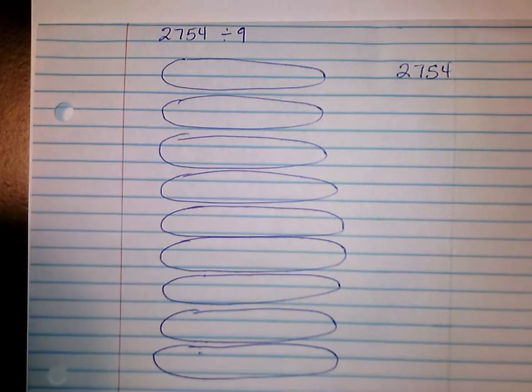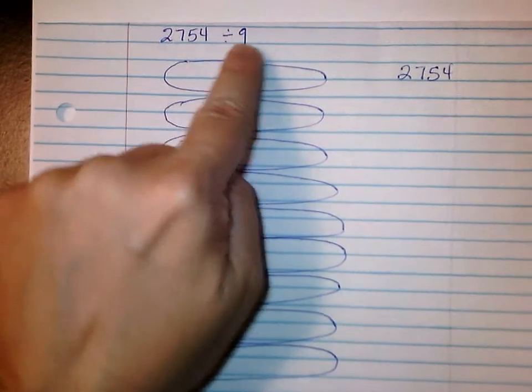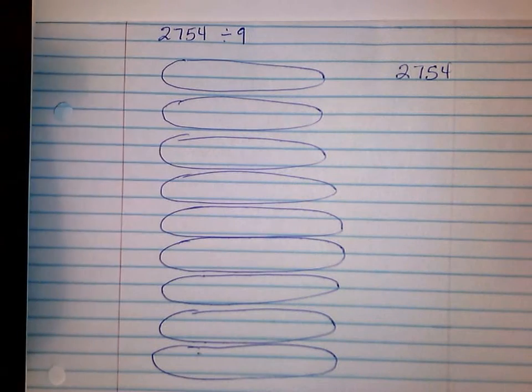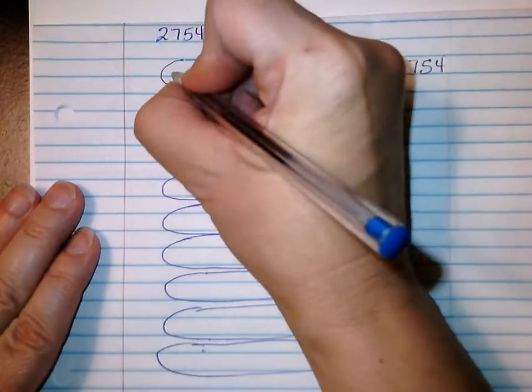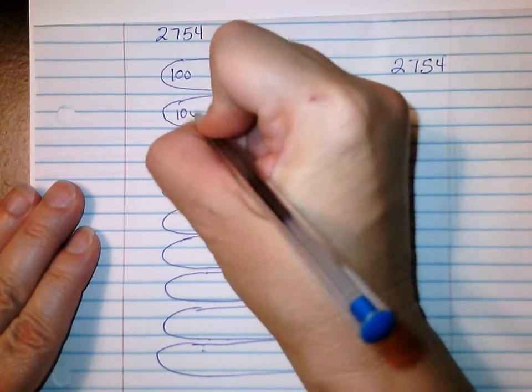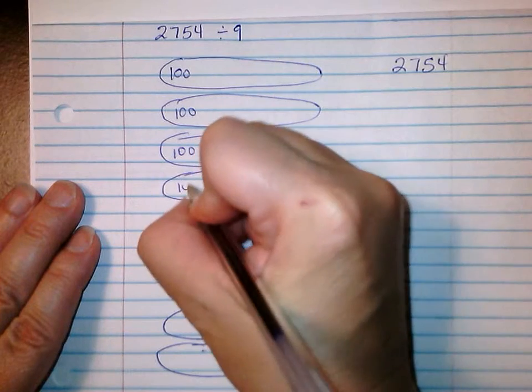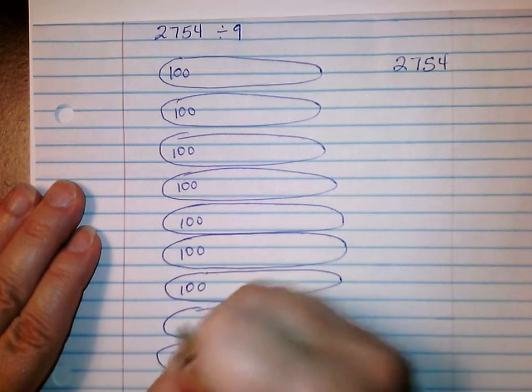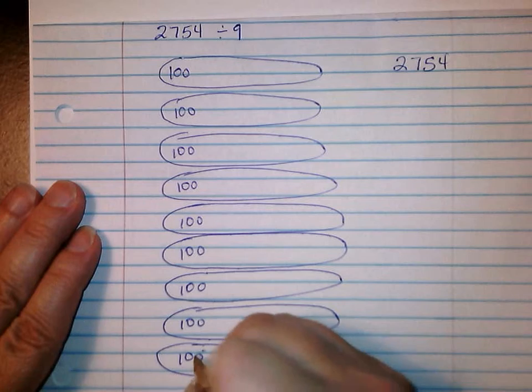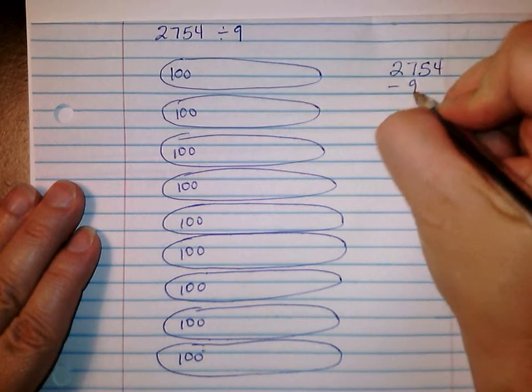We're going to take equal groups out of it. So I can't do 1,000 because I have 2,000 and I'm dividing by 9. I'd have to have 9,000 to do that. So then I can think of hundreds. So I'm going to take out 100 for each. 1, 2, I'm just going to write the number. 5, 6, 7, 8, 9. So that's taking away 900.